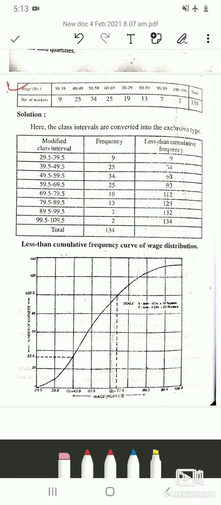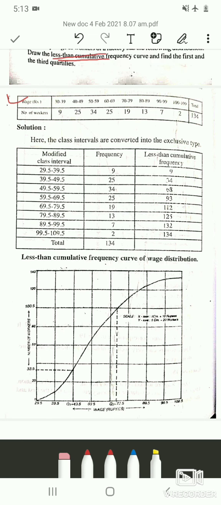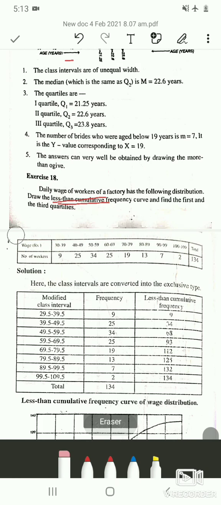So with this, we complete the second chapter, which was remaining in business statistics. Along with this, we have completed the whole syllabus. I hope I have cleared the concept. If you have any doubts, you can contact.